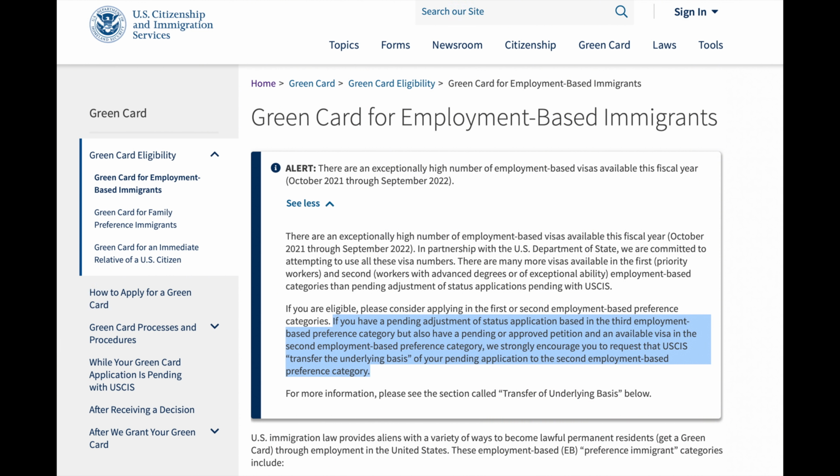Now let's look at the second part that I wanted to clarify. In the policy alert, USCIS mentions that we strongly encourage you to request that USCIS transfer the underlying basis of your pending application to the second employment based preference category. So they call it as transfer the underlying basis.